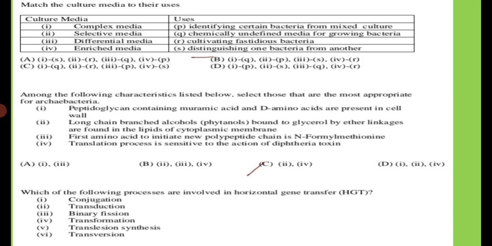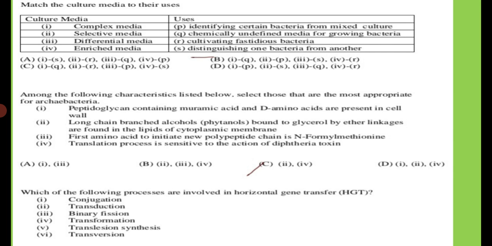Then second, that is selective media. MacConkey agar is selective for members of the family Enterobacteriaceae. As it contains sodium taurocholate, it favors the growth of members of the family Enterobacteriaceae. So such media are used for the growth of selective organisms. For identification of certain bacteria from a mixed culture, for identification of E. coli from a mixed culture like sewage, we can make use of MacConkey agar. So it is a use of selective media.